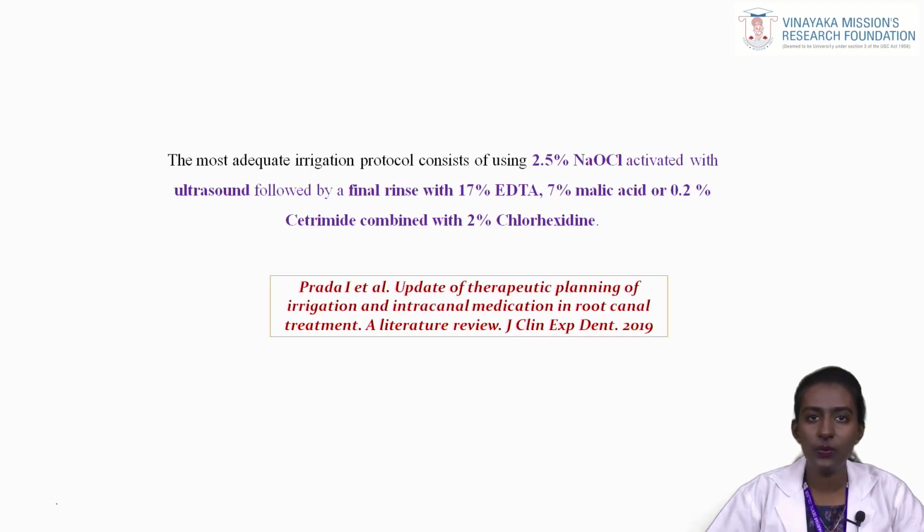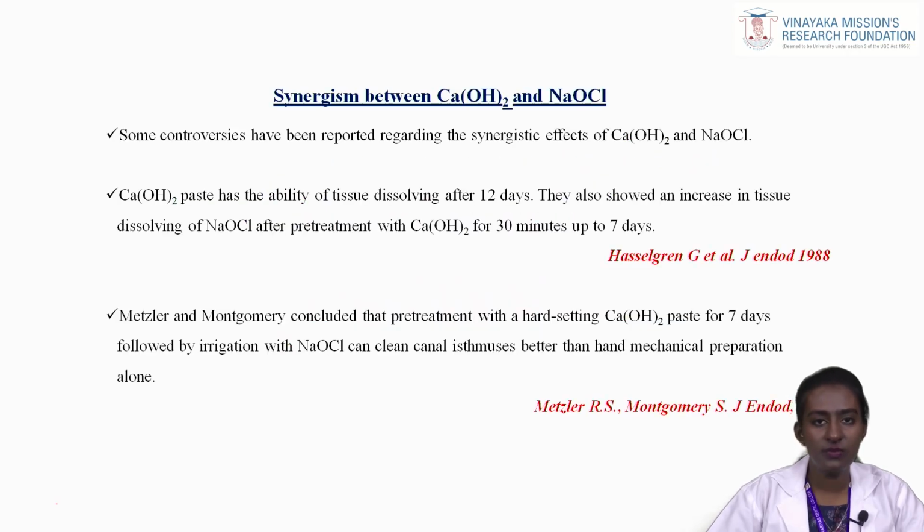So the most adequate irrigation protocol consists of using 2.5% sodium hypochlorite activated using ultrasound, followed by a final rinse with 17% EDTA or malic acid or cetrimide, combined with 2% chlorhexidine. The synergism between calcium hydroxide and sodium hypochlorite: calcium hydroxide paste has a tissue dissolving capacity for up to 12 days, and studies also showed an increase in tissue dissolving of sodium hypochlorite after pre-treatment with calcium hydroxide for 30 minutes up to 7 days.